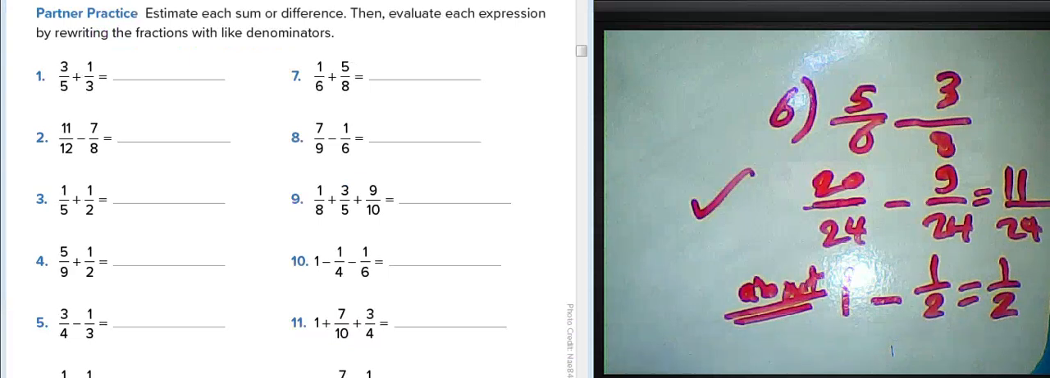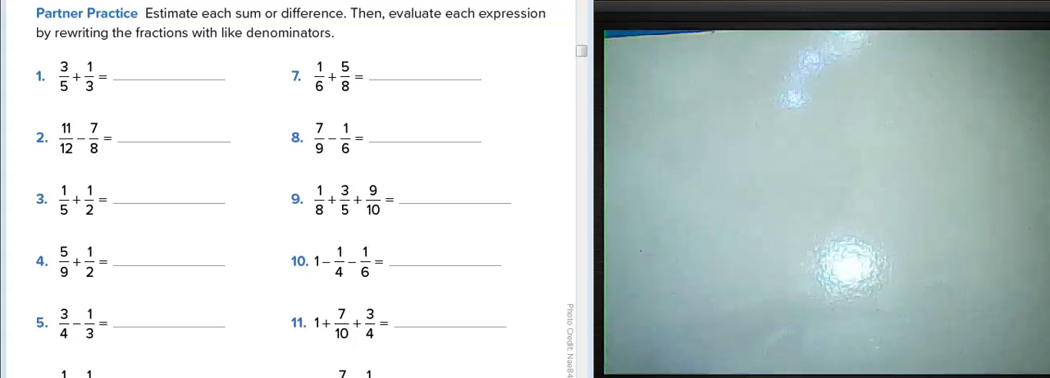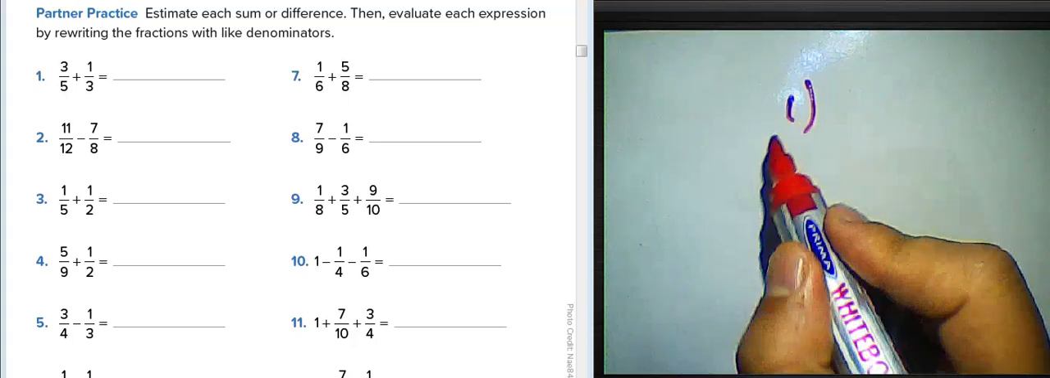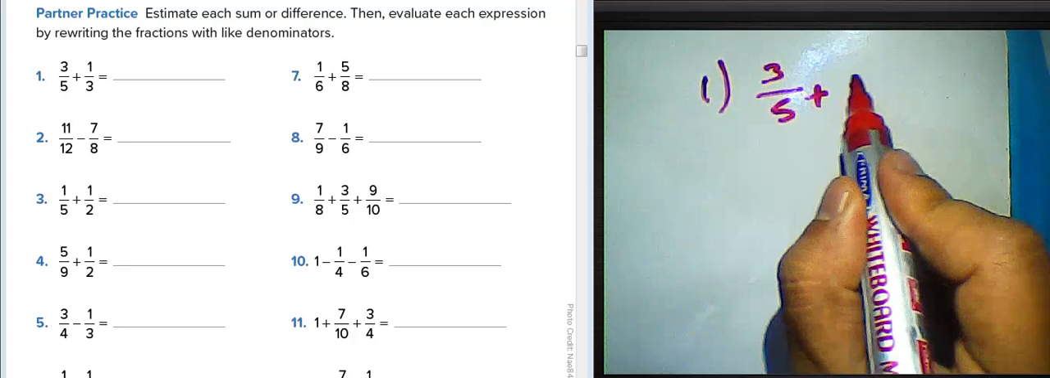Next page here. Pattern practice. Estimate each sum or difference, then evaluate each expression by writing the fraction with like denominators. Look at this example with me. Number 1, 3 over 5 plus 1 over 3.